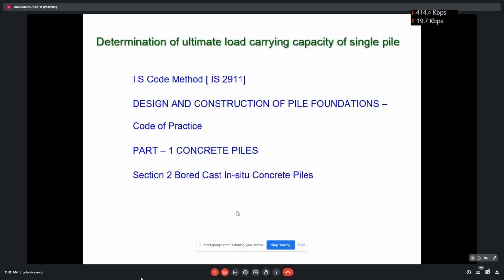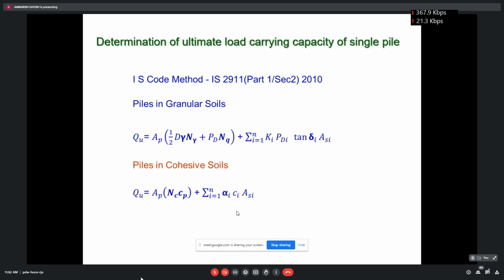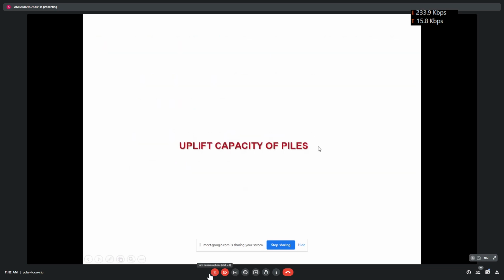Now we have explained bored cast in situ concrete piles as per IS 2911 Part 1 Section 2. Can you remember this one? Uplift capacity also we have completed. Do you know what is a belled anchor?